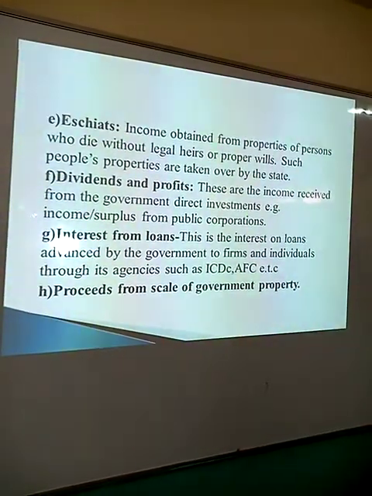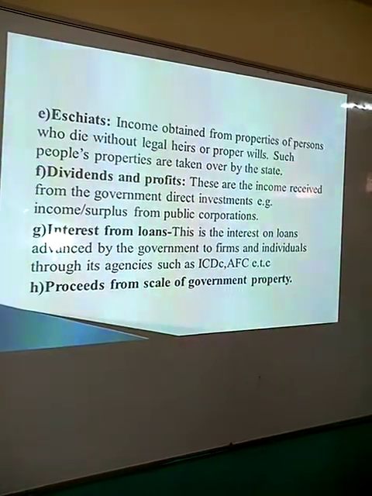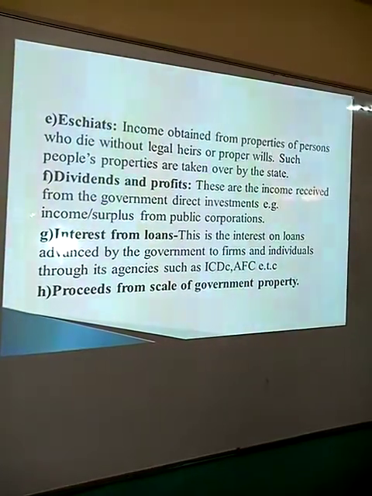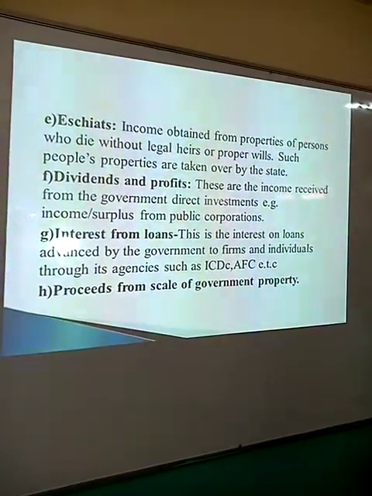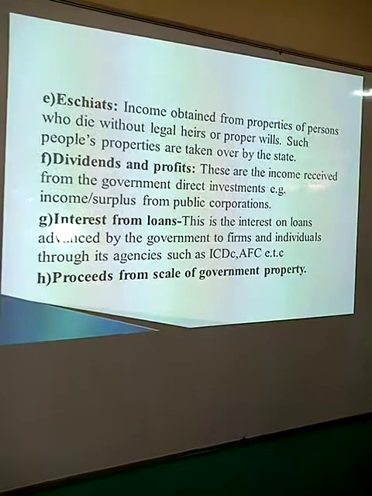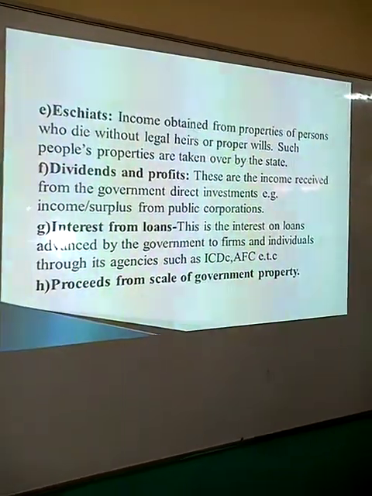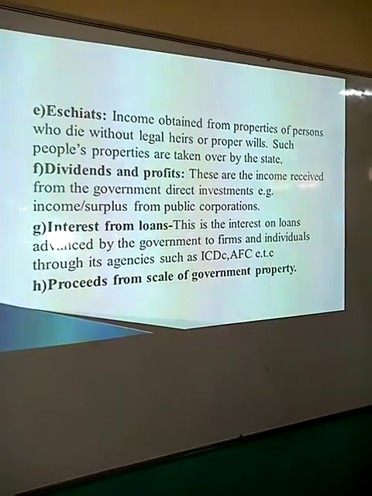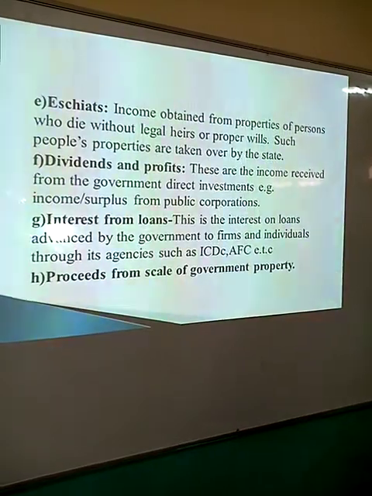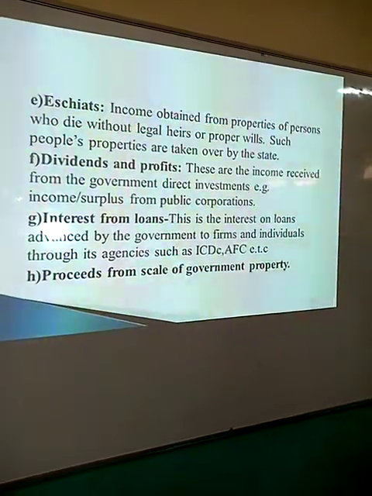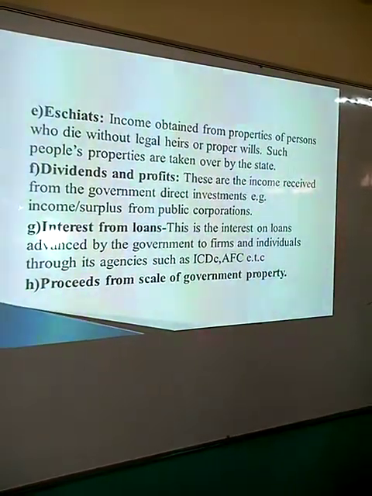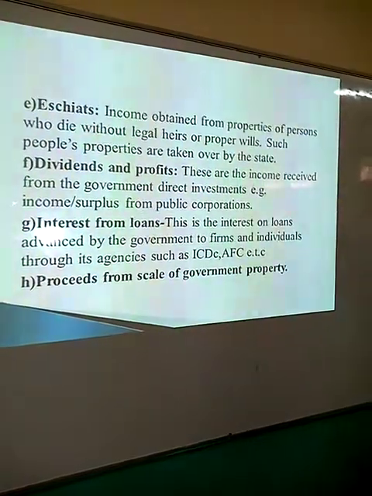Next is escheats. These are income obtained from properties of persons who die without legal heirs or proper wills. Such people's properties are taken to the government. Sometimes you could have heard of somebody who died and left behind a big portion of land or some buildings which, for a reason or another, they did not hand over to their relatives as inheritance. So such properties will be taken away by the government, and anything that will be coming out from them in terms of proceeds will be going to the government, and that's part of the raising of funds.